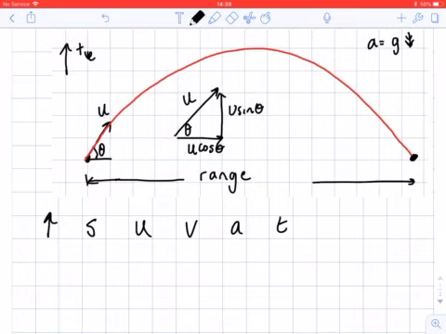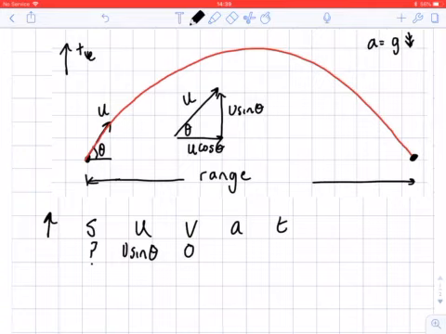So the S is the displacement. I want to know what the maximum displacement would be. So this is what I would need. U, as always, is going to be the vertical component now, because we want to go the maximum height in the vertical that we can achieve. So initial velocity is U sine theta. V would be set as 0.